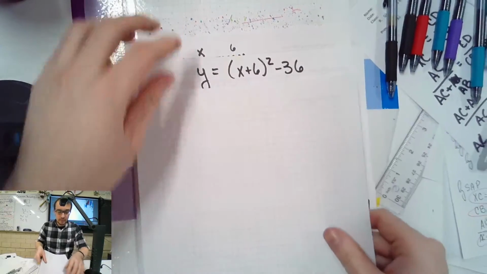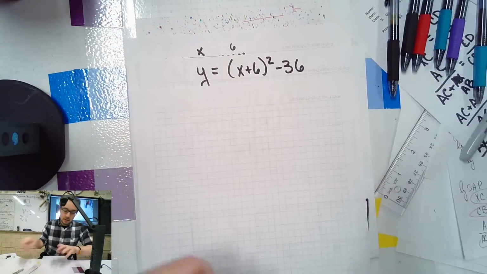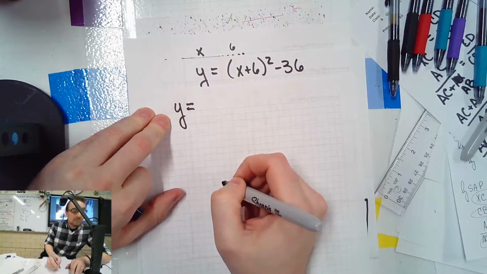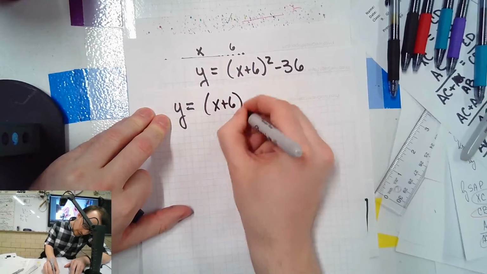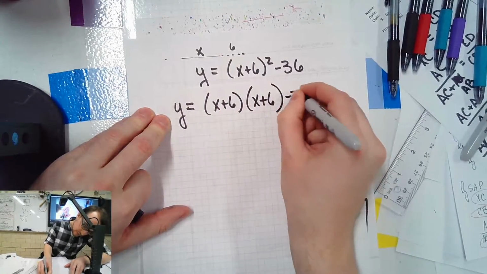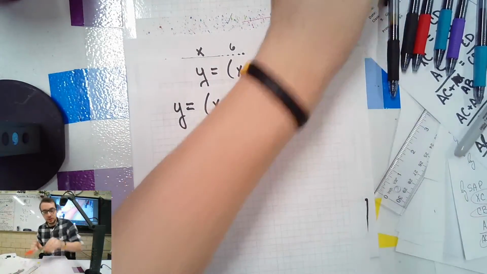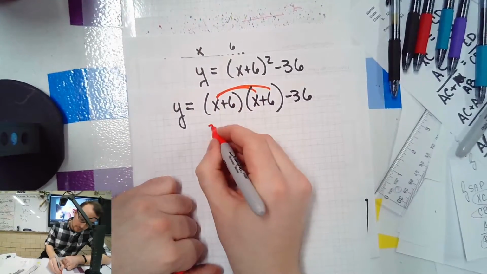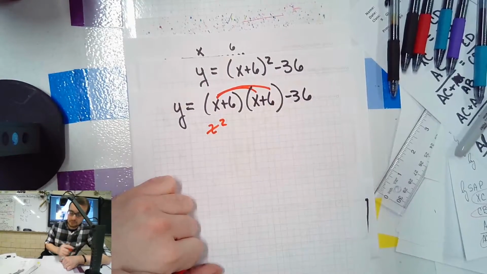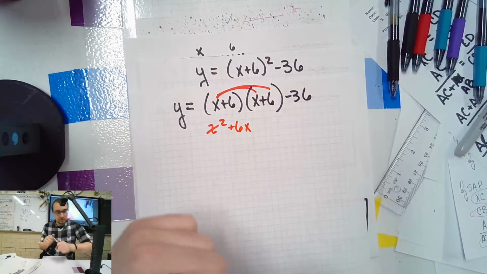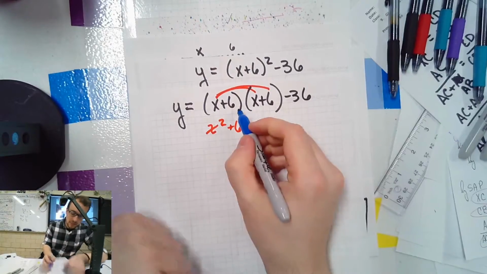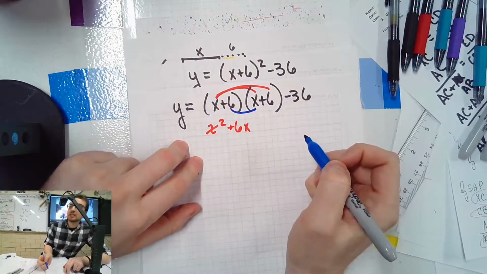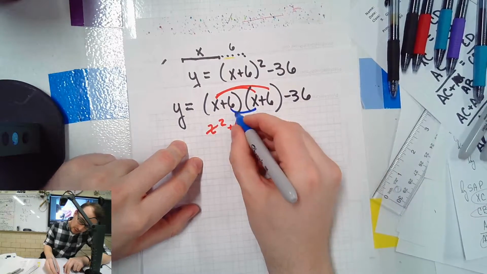So here we are. How do I get from vertex form to standard form? I distribute, right? I write it like this, because that's what it means to square something. And I distribute. Let's do it. X gets distributed. What's x times x? X squared. What's x times 6? Now you'll notice when we have a perfect square, these numbers end up matching, and we know that because we had to cut it in half, right? So what's 6 times x? And what's 6 times 6?